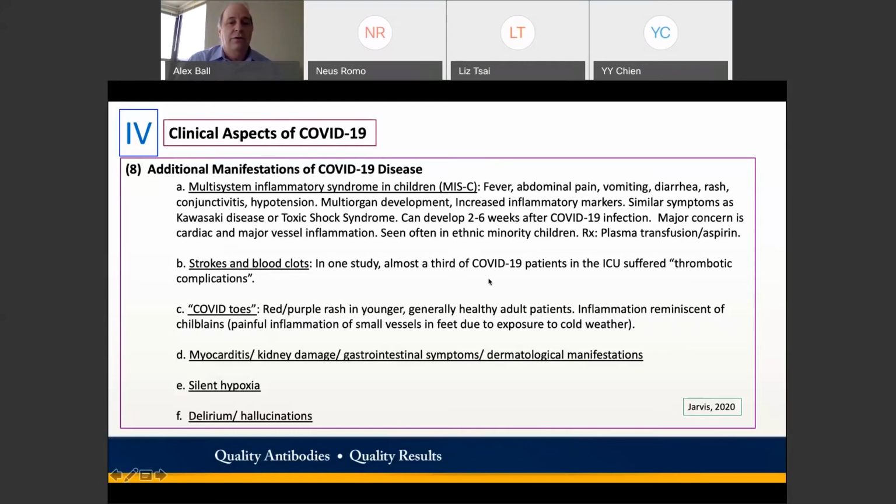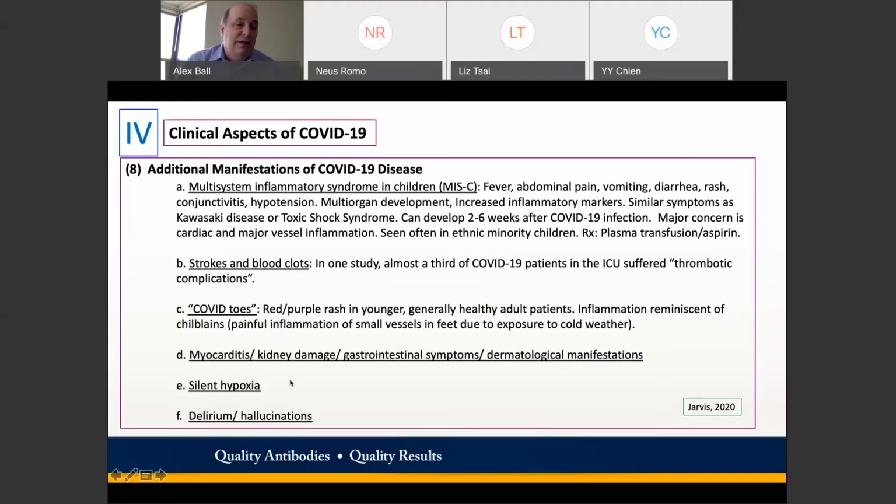In addition, what you're seeing in adult patients are higher instances of strokes and blood clots. In one study, almost a third of COVID-19 patients in the ICU suffered thrombotic complications. In line with this is something called COVID toes, which is a red-purple rash in younger, generally healthy adult patients. It's inflammation reminiscent of chilblains, which is a painful inflammation of small vessels in the feet due to exposure to cold weather. In addition, what's also seen is myocarditis, kidney damage, gastrointestinal symptoms, and skin or dermatological manifestations.